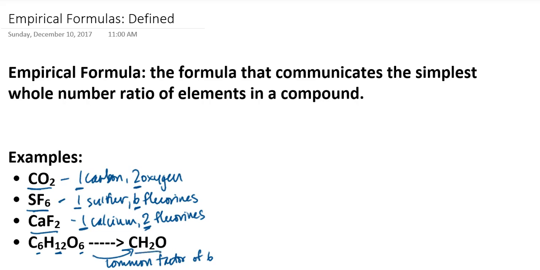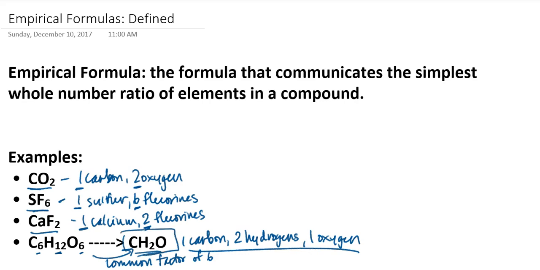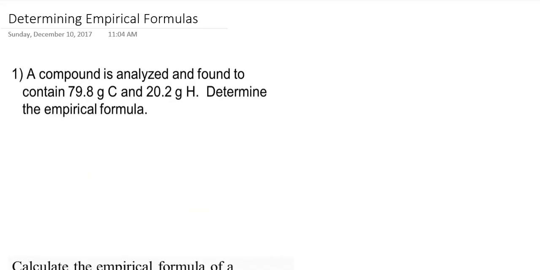Basically, that would be this formula CH2O, where there would be 1 carbon and 2 hydrogens and 1 oxygen for this compound. Since the simplest whole number ratio is communicated by this formula, we would consider CH2O to be the empirical formula for glucose.